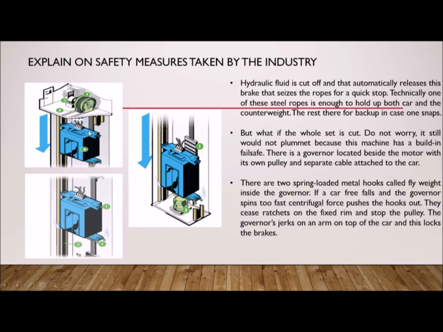In this picture 1, picture 2 and picture 3. Technically, one of these steel ropes is enough to hold up both the car and the counterweight. One is enough. The rest are there for backup in case one snaps.